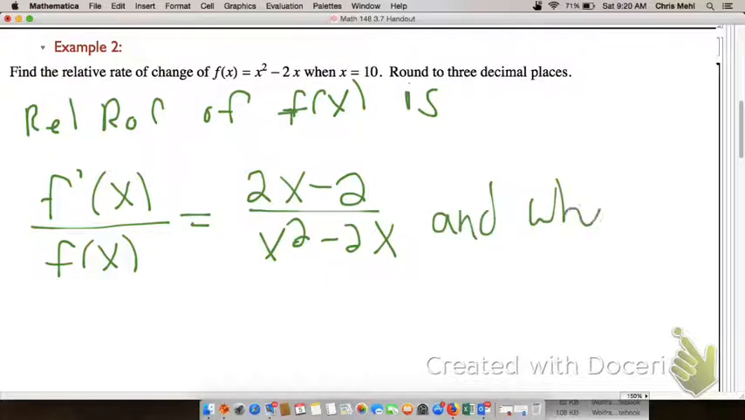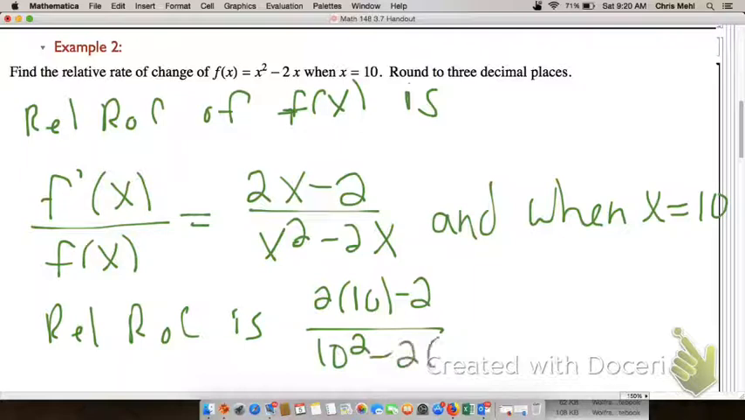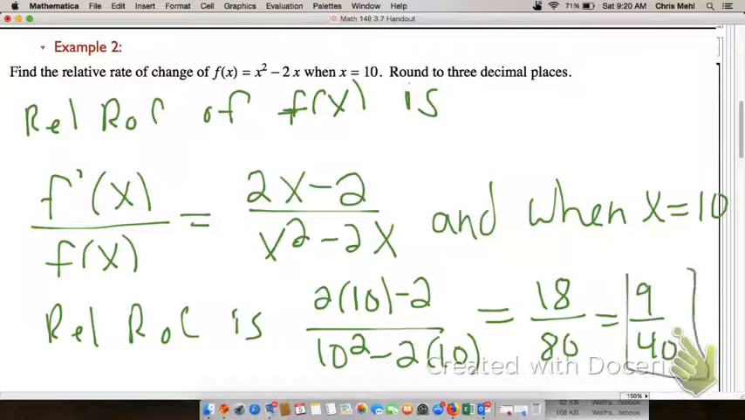And when x equals 10, the relative rate of change is going to be 2 times 10 minus 2 over 10 squared minus 2 times 10, which equals, in the numerator you have 20 minus 2, which is 18, and in the denominator you have 100 minus 20, which is 80. So if I divide top and bottom by 2, I think I get 9/40. Okay, so that's the relative rate of change of the function when x is equal to 10.